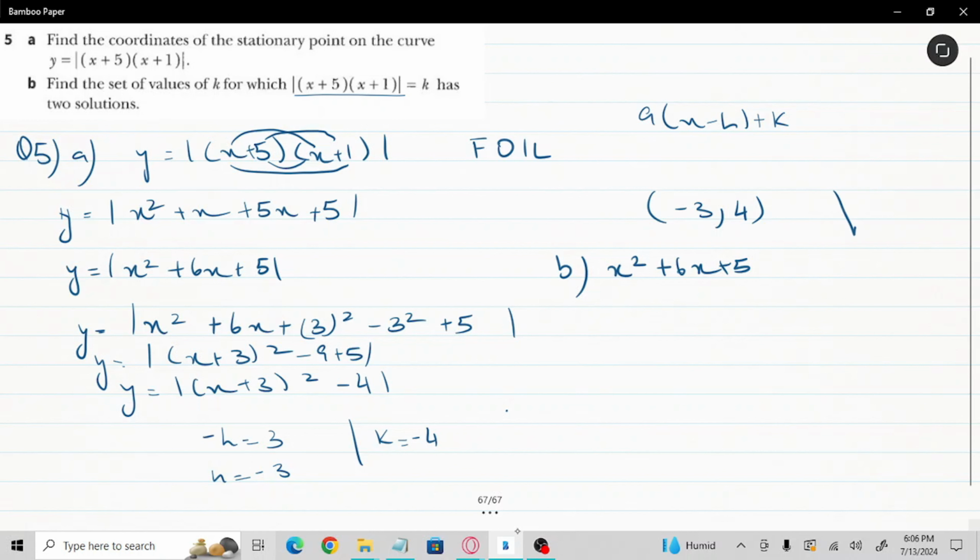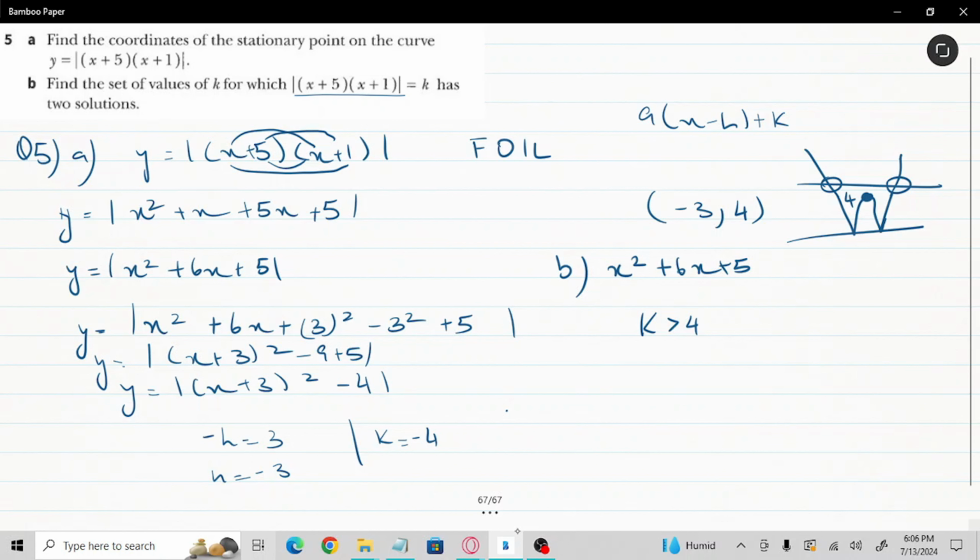So our graph is going to be something like this because it's a modulus, and we do know that the maximum point y value is 4. So we are going to say that k has two solutions when k is greater than 4. Whenever k is greater than 4, we are going to get two values like this and this. I'm just trying to visualize it. It's not an accurate value.